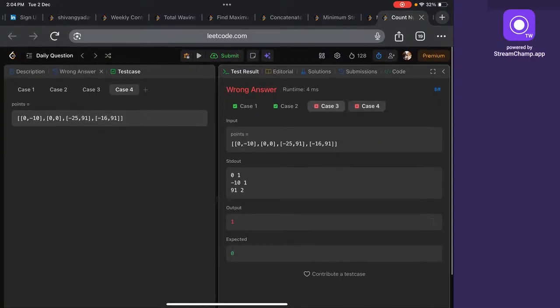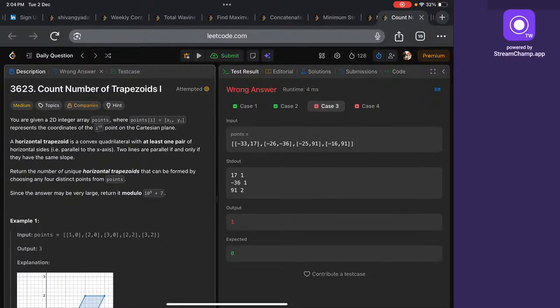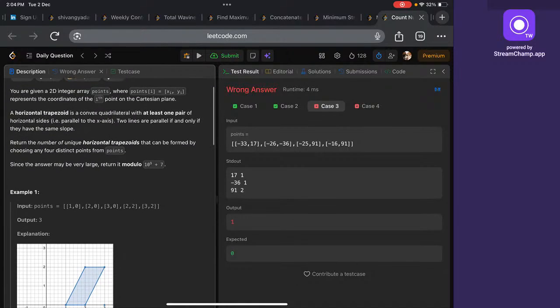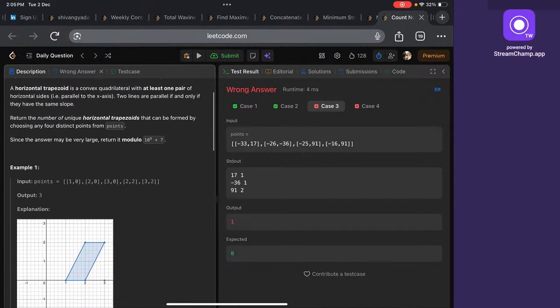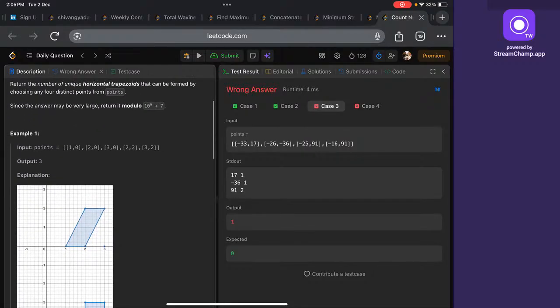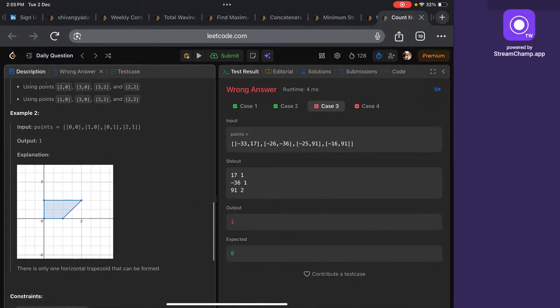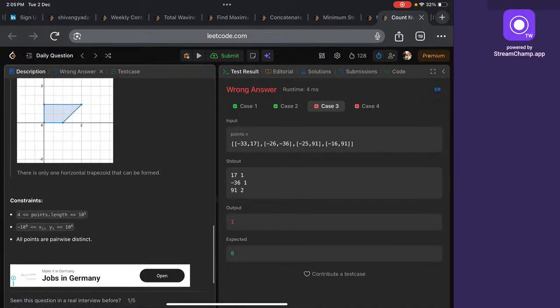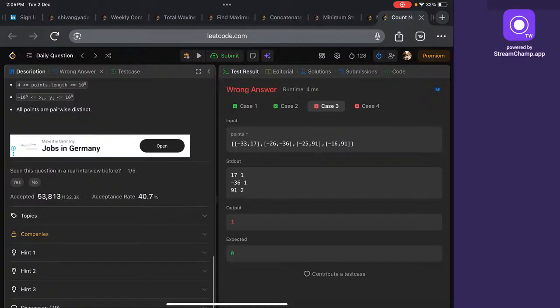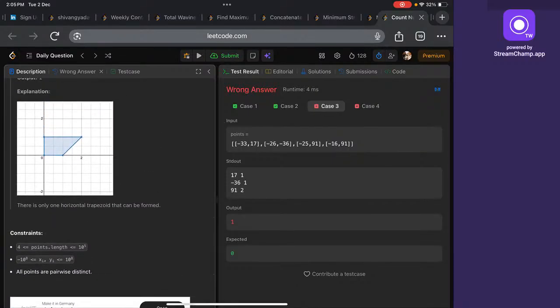Why is it expected 0? Should it be on unique trapezoids? Let's see the hints. Math, geometry, array, hash table. Yeah, I'm using a hash table. Everything I am using it.